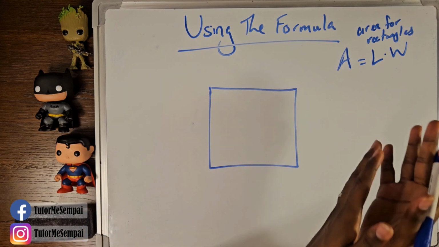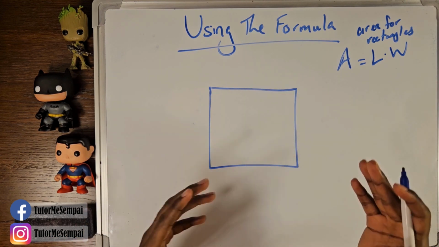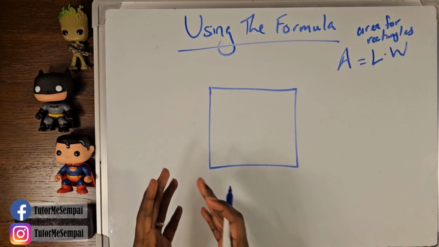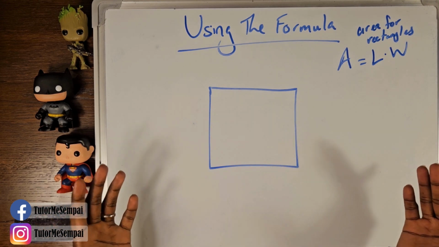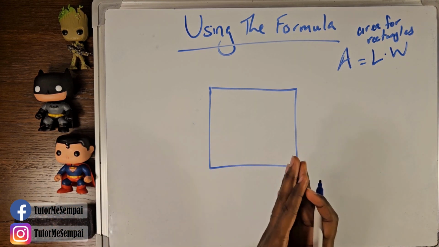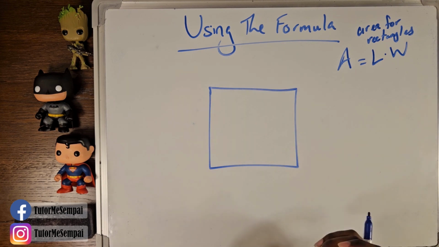You can actually use the same formula. You don't even need to remember the formula for the square because the rectangle formula will work. And that's because the square is a special type of rectangle. So let's see how it works.